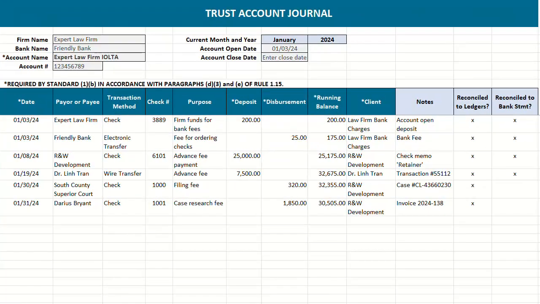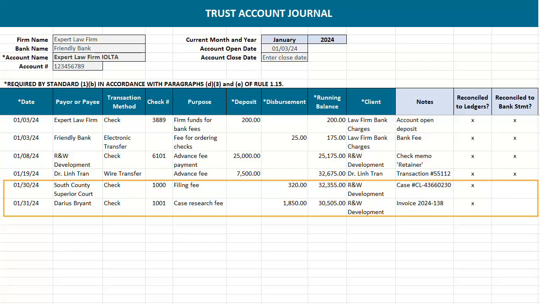Now that you have reconciled each transaction in the bank statement to the account journal, we can review the account journal to see if any entries remain unreconciled to the bank statement. In general, there will be transactions in the account journal on the date of reconciliation that have not yet cleared the bank and therefore will not appear in the bank statement. In January 2024, we see two unreconciled transactions. Check number 1000 in the amount of $320 payable to South County Superior Court and check number 1001 in the amount of $1,850 payable to Darius Bryant.